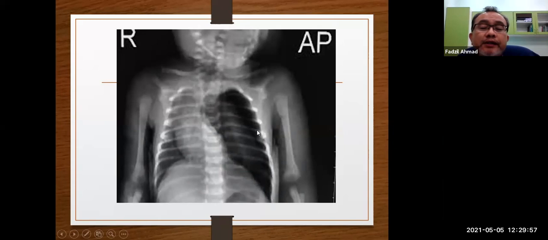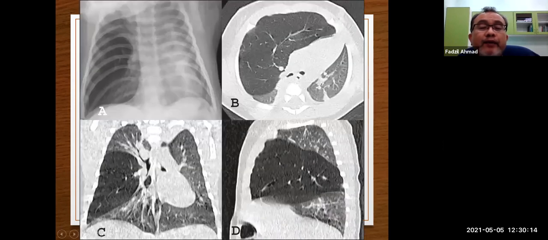So you can see this air in the pleural space, and then it pushes the heart to the other side. This child comes with respiratory distress. Treatment is easy, just put in a chest tube. Sometimes you put the needle in first to expand the lung.